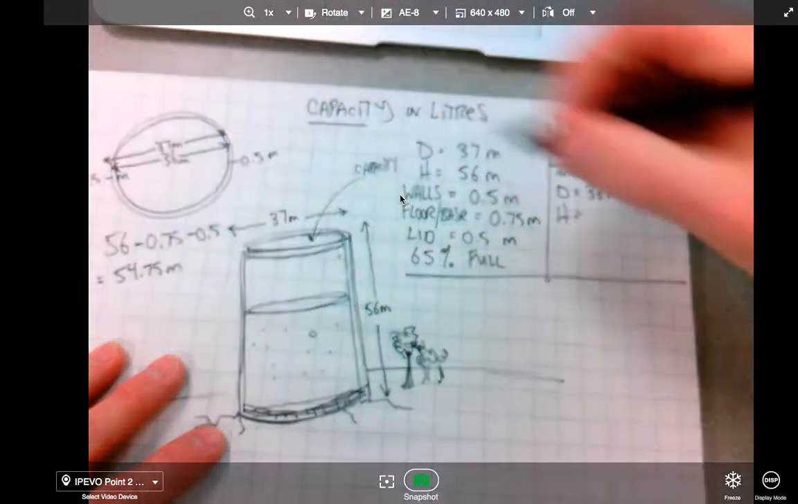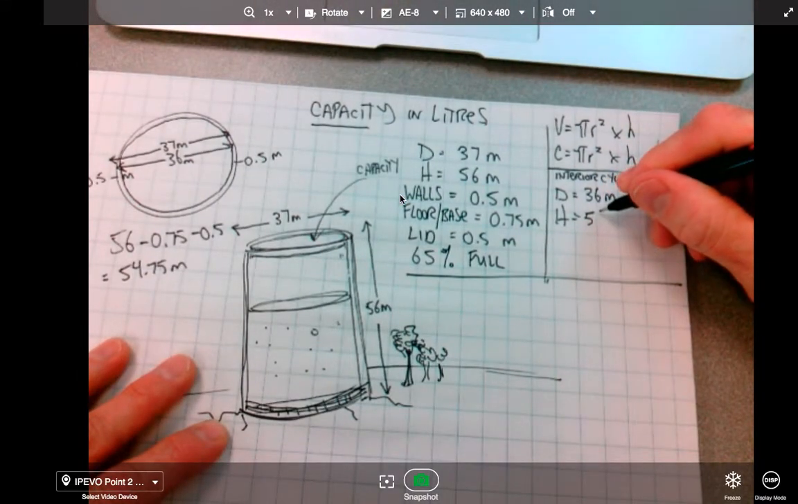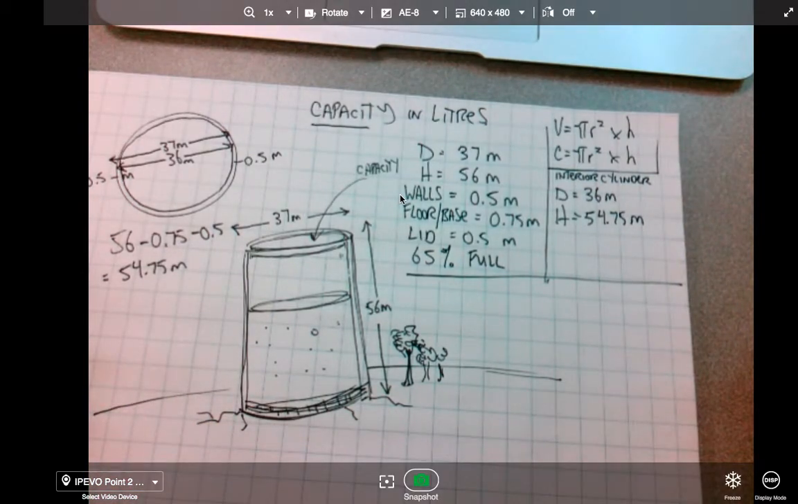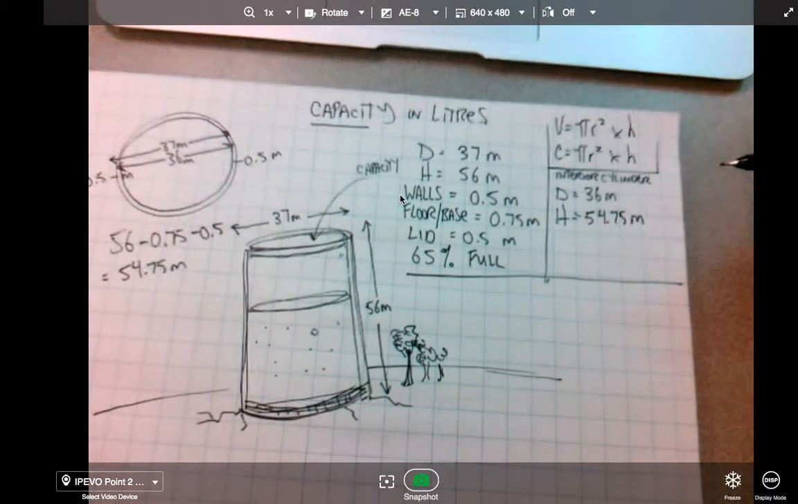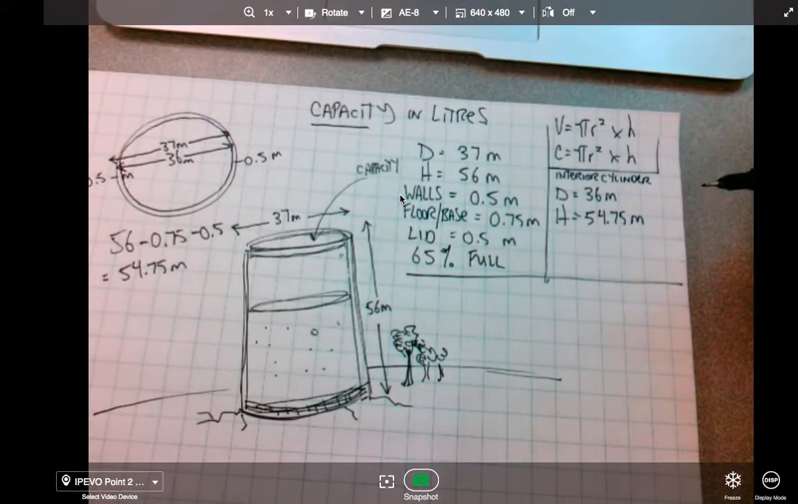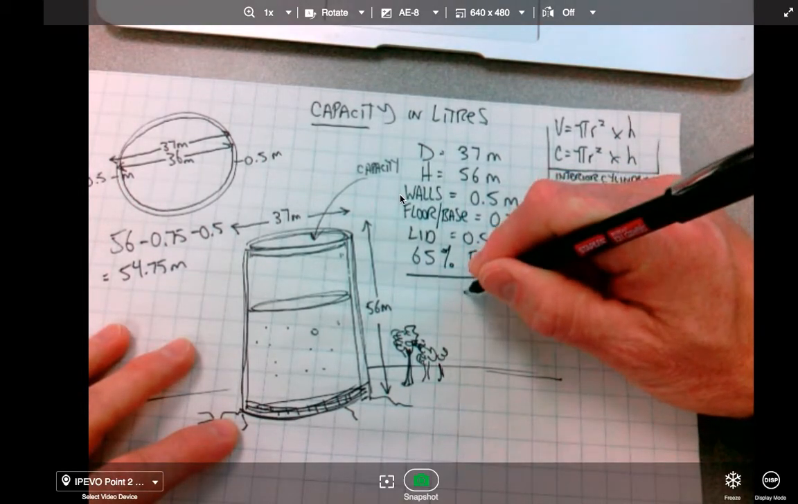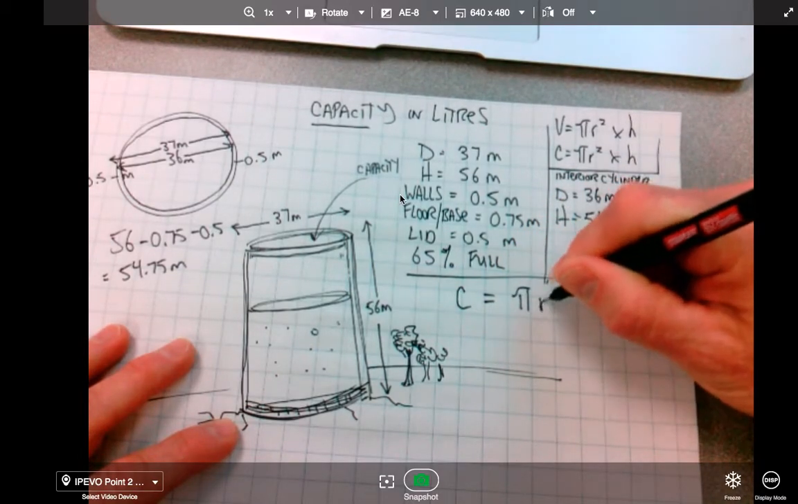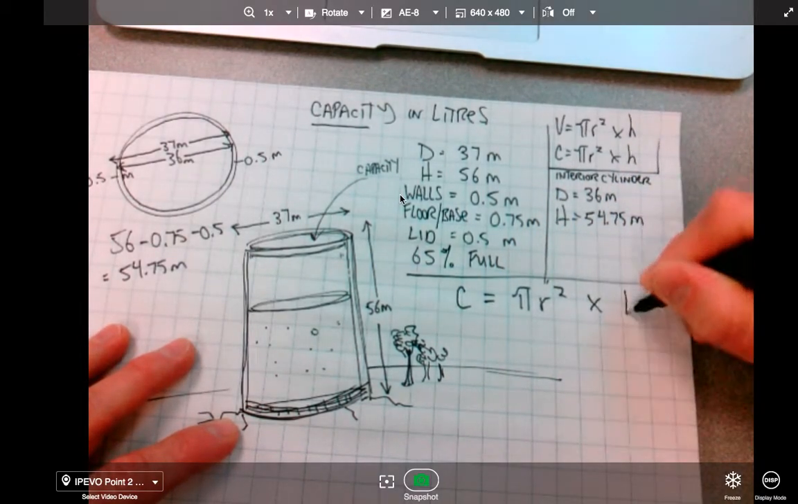Okay, so there's some rough notes over here. So we have 54.75 meters is the new height. That's pretty good. Okay, so now I think with that information we can actually solve the capacity at 100%. We can find out what it would be at 100%. So let's do that. So I'm going to now do capacity equals pi r squared times height.